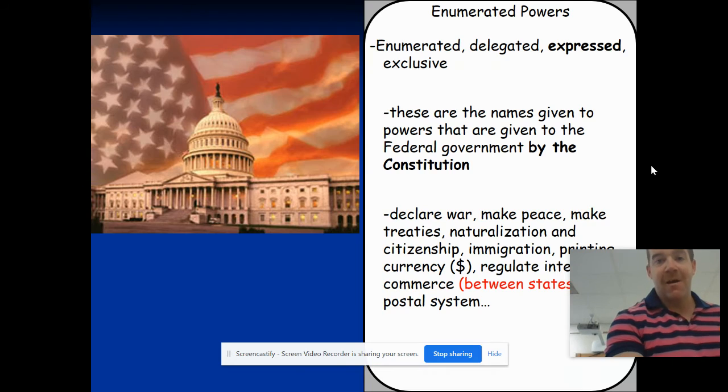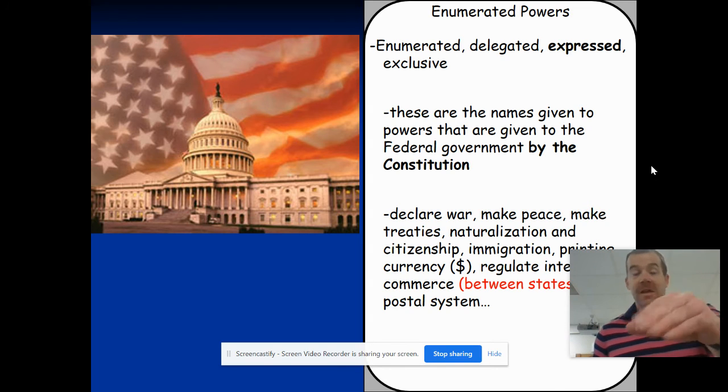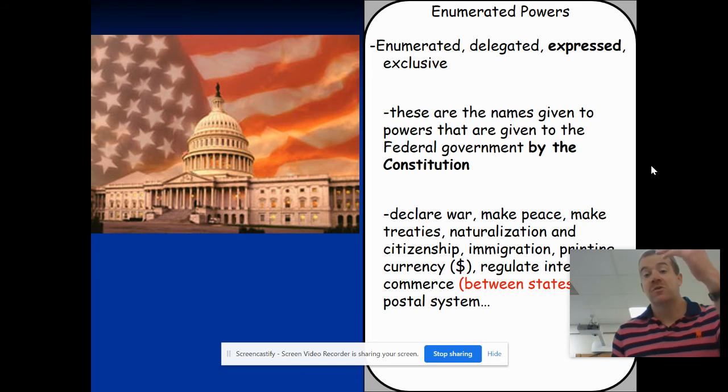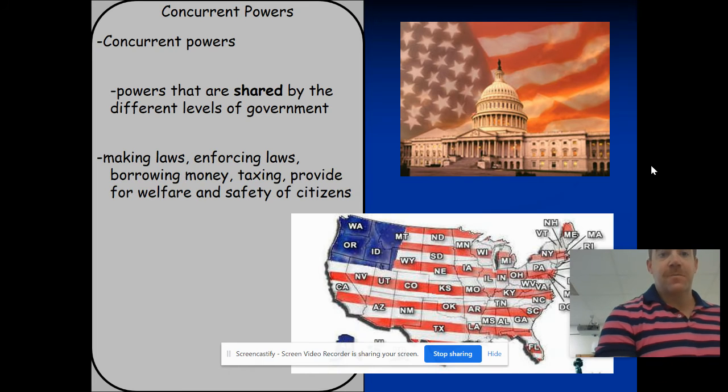Let's look at the types of powers in the Constitution. Enumerated means they are directly expressed. So it literally says this in the Constitution. The federal government has the power to make peace, make treaties, declare war, naturalize citizenship, and regulate interstate trade. That is what an enumerated power is. It directly says it. I don't know how to make it simpler. It says it right there in the Constitution. So that's what an enumerated power is.